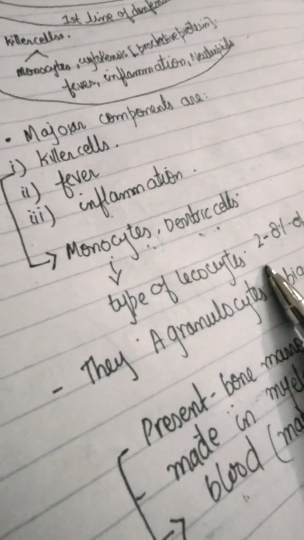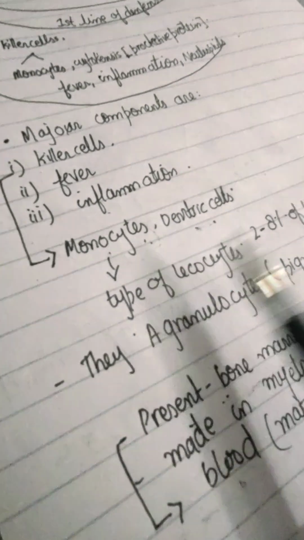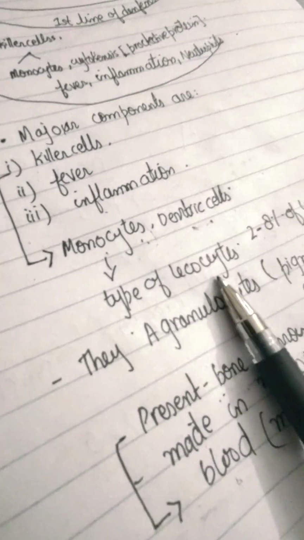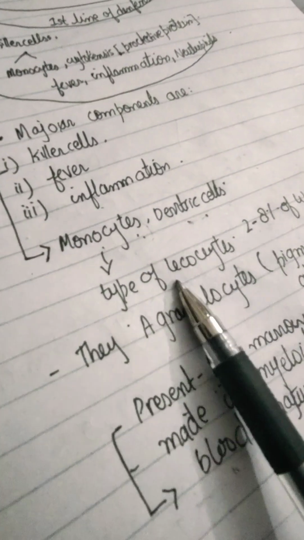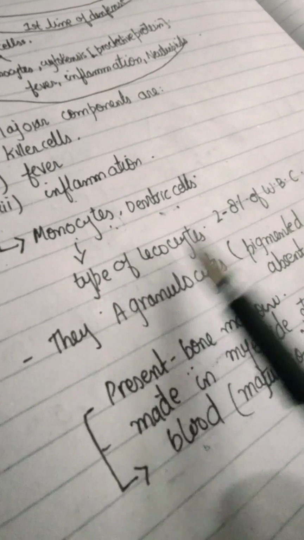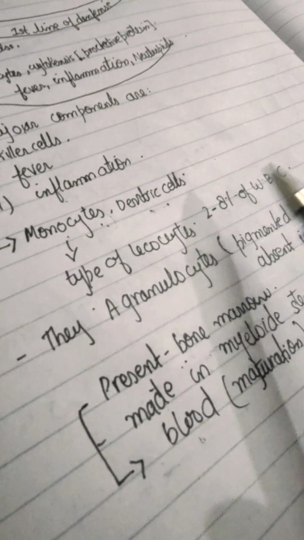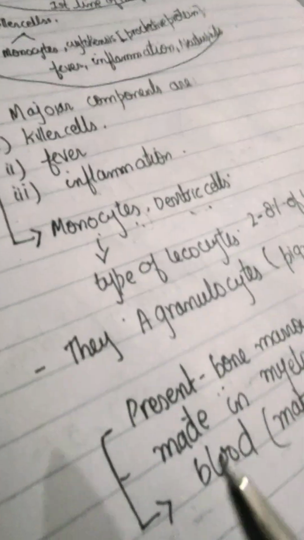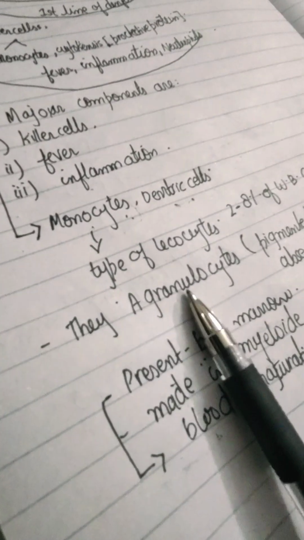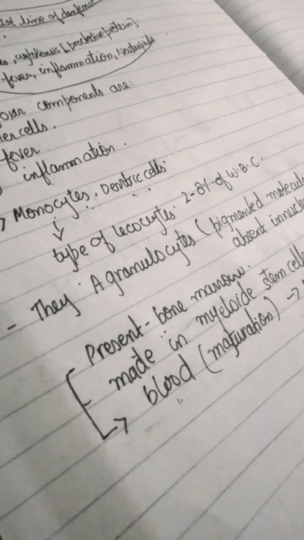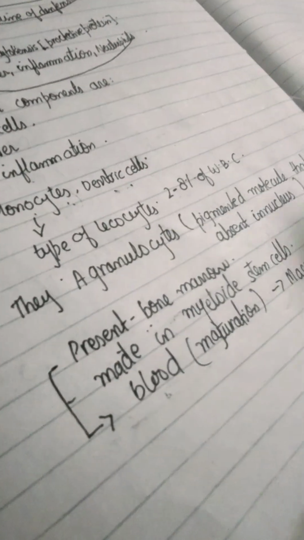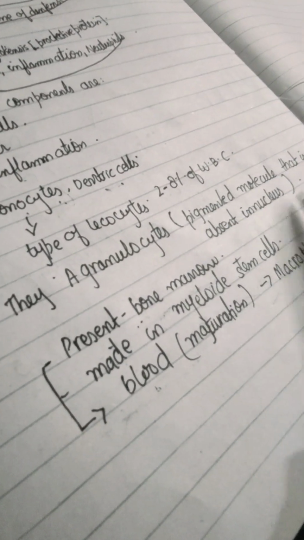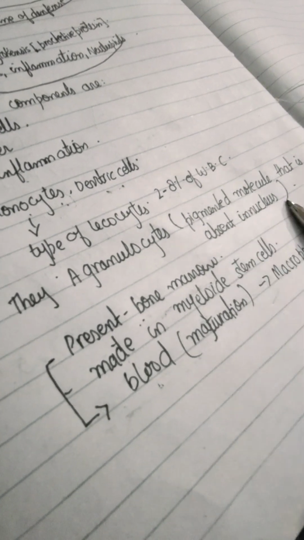Monocytes are a type of leukocyte. Leukocyte means white blood cells. So 2 to 8% of the white blood cells are made up of monocytes. They are agranulocytes, because they do not have the pigment molecules, which are absent in the nucleus.